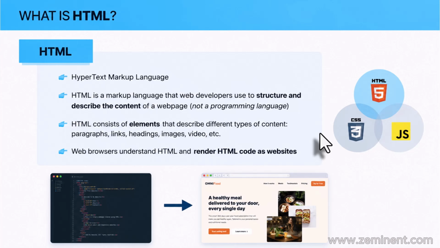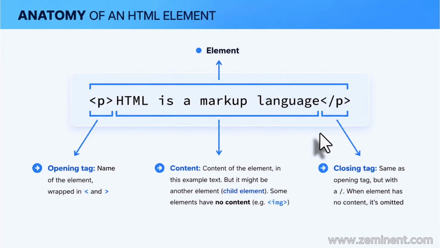Now let's try to understand the anatomy of an HTML element. This is one of the important concepts you'll learn today. Let's look at a simple example. Paragraph element. HTML is a markup language. This entire line is called an HTML element. An HTML element usually has three parts.